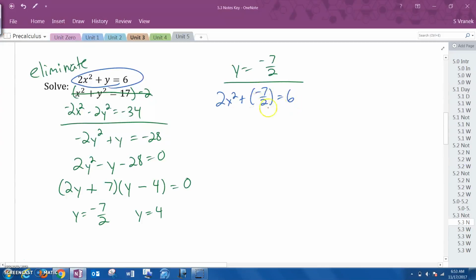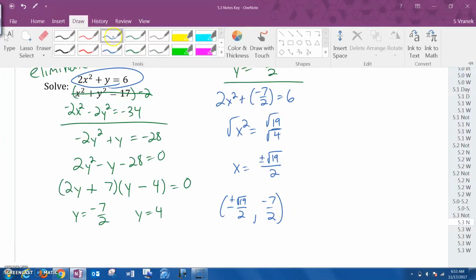You add 7 halves, divide by 2, and you get x squared is equal to 19 over 4. If you take the square root of both sides, you get x is equal to plus or minus square root of 19 over 2, because the square root of 4 is 2. Which means that there are 2 points here. We have plus or minus root 19 over 2 when y is negative 7 halves.